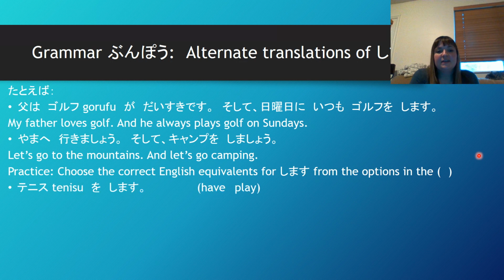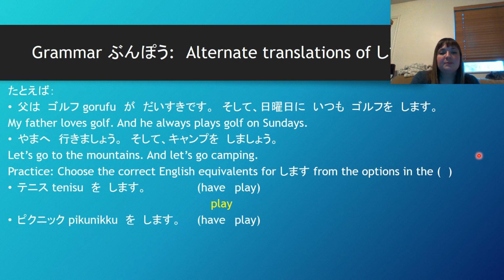So first, if we're going to say tenisu o shimasu, is it going to have the meaning have or the meaning play? Which one would it be? Okay. If you thought play, you are correct, right? Tenisu o shimasu, to play tennis, right? How about our next one? Pikuniku o shimasu. Are we going to use the meaning have or play in this context? Pikuniku o shimasu.